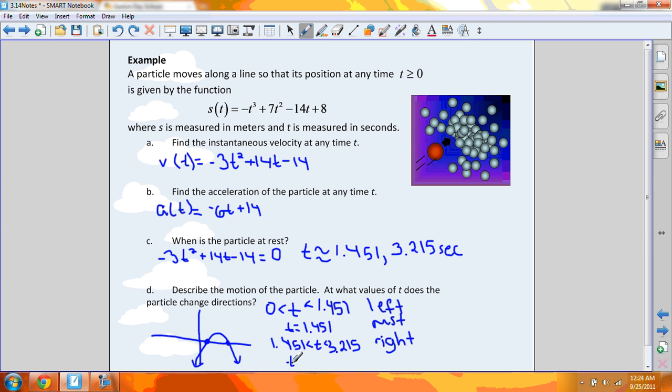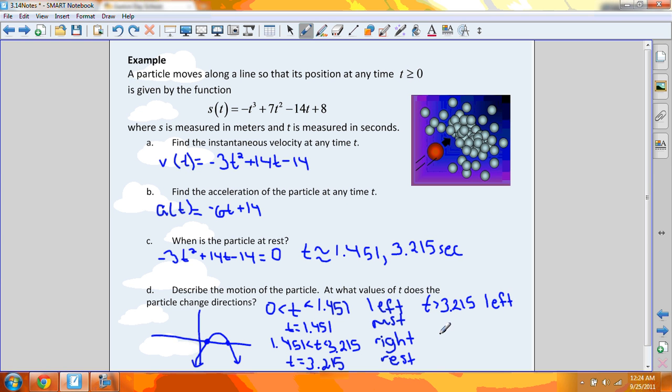And at t equals 3.215, it is at rest again. And finally, as I was trying to skip ahead to before, right, it doesn't tell me when it stops moving, so I can just say t is greater than 3.215. It is moving in a negative direction, so therefore it is going left again.